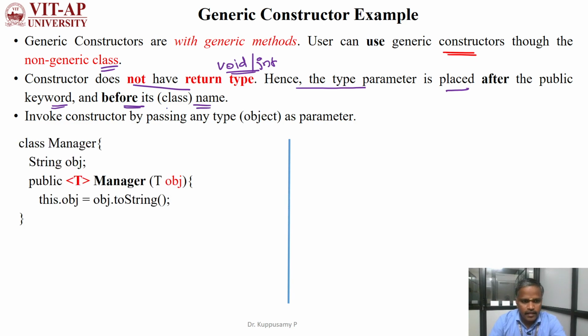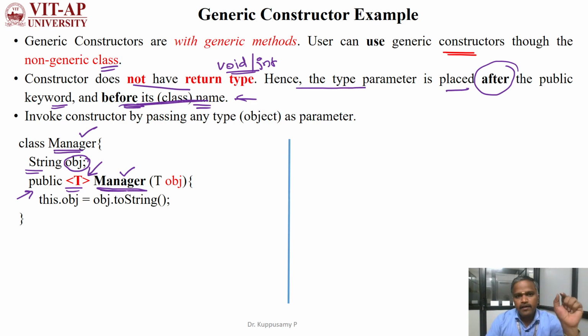Like this you see, here we are using the class name Manager, then I am defining obj as the object variable of string data type, then I am defining the constructor with a type variable. That is a generic constructor. So the class name and constructor name are both similar, and the type variable has to be entered after the public keyword. So after the public keyword I am giving the type parameter before the class name. The class name is the constructor name. So in between the public keyword and the constructor name we have to use the type parameter.